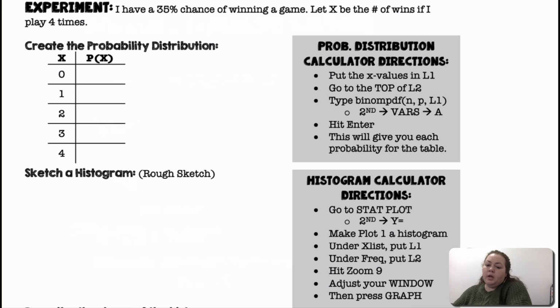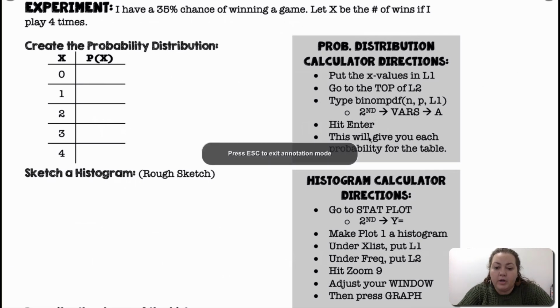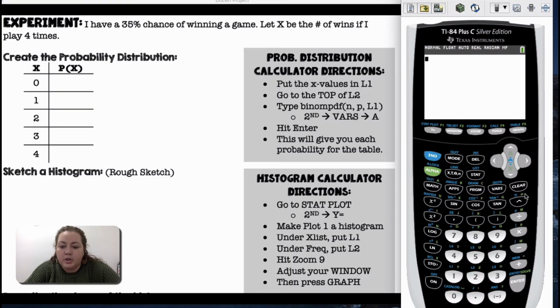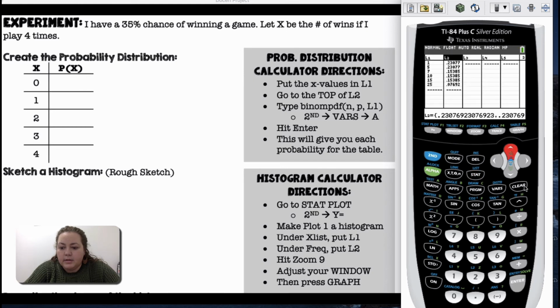All right, so how we can create a probability distribution without having to do all of the work is we can put this in our calculator. So this is a binomial distribution. I'm going to go to Stat, Edit. I'm going to get rid of all the stuff that I have in here, and I'm going to put in my list 0 through 4. So 0, 1, 2, 3, 4.